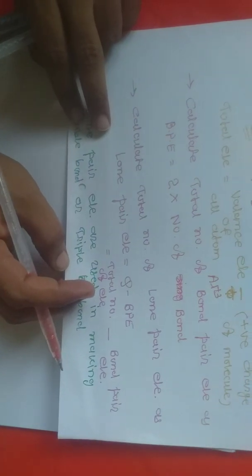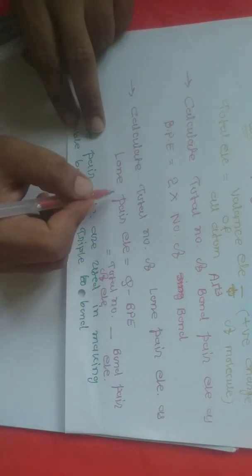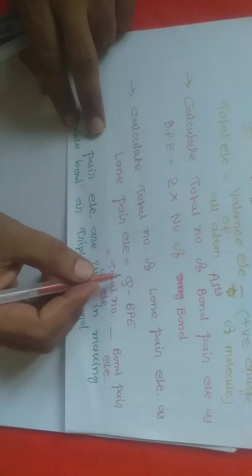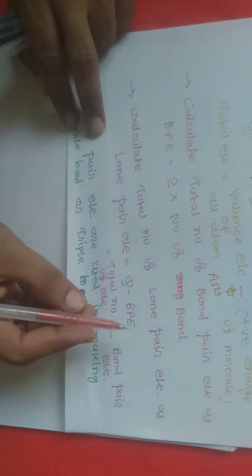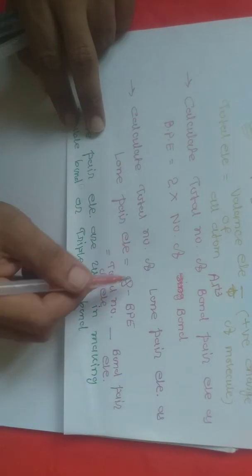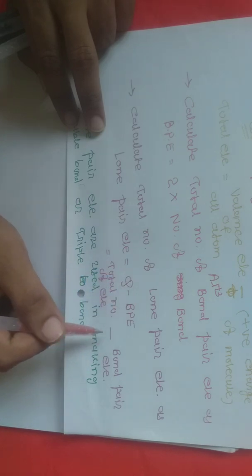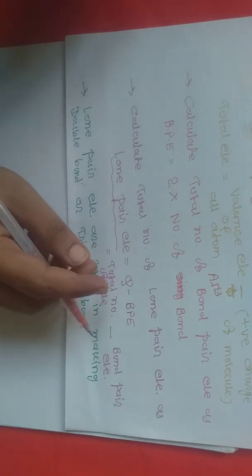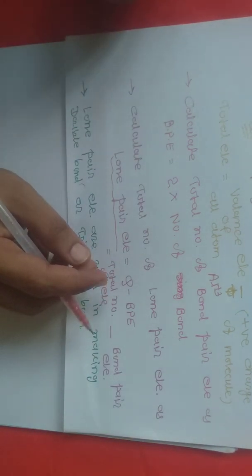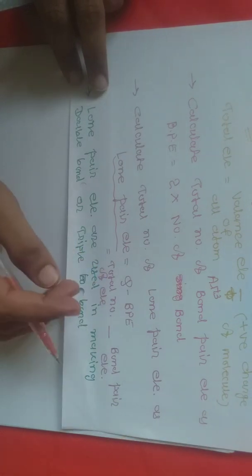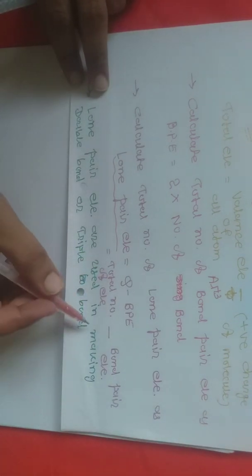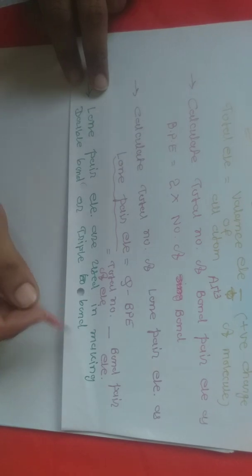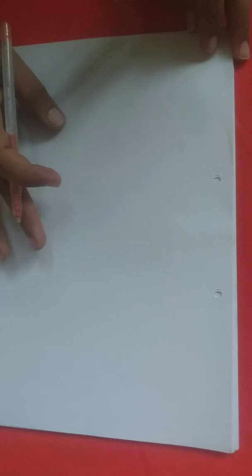Then you need to calculate the lone pair electron also. Lone pair electron is nothing but the difference of total electron and bond pair electron. If you subtract the bond pair electron from the total electron, you will get the number of lone pair electron. Now lone pair electrons in a Lewis dot diagram are always used either in making the double bond or triple bond.